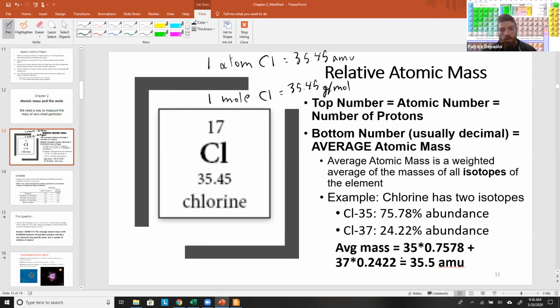And if you take a mole of that, a large amount of these atoms, it would be 35.45 grams in that mole. So does that all make sense? And if not, you can ask questions now.